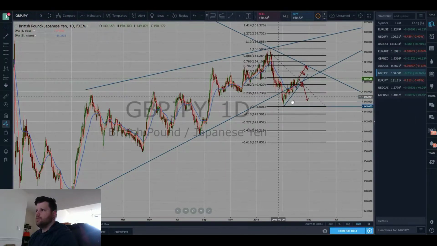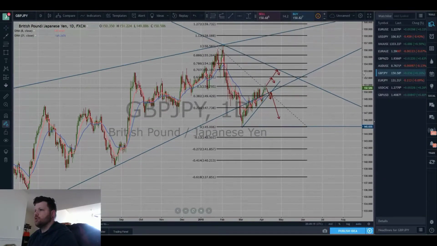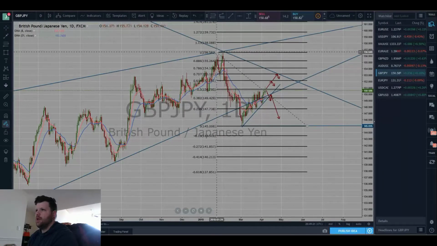Let's go ahead and drop down to the daily time frame. Another reason why I'm saying that we could see some sort of bearish engulfing candle is if we draw a Fibonacci retracement, we'll see that price on Friday rejected the 50 Fibonacci level.